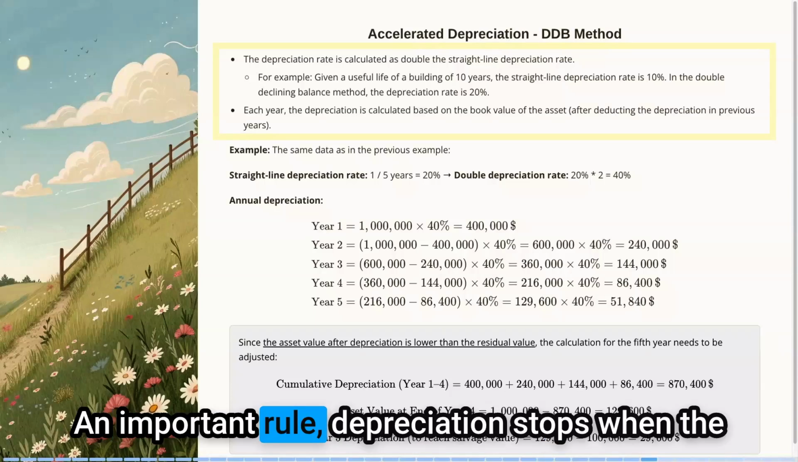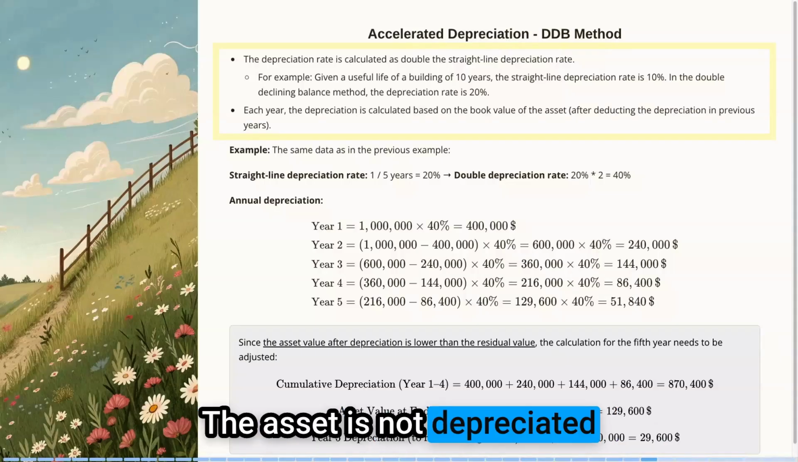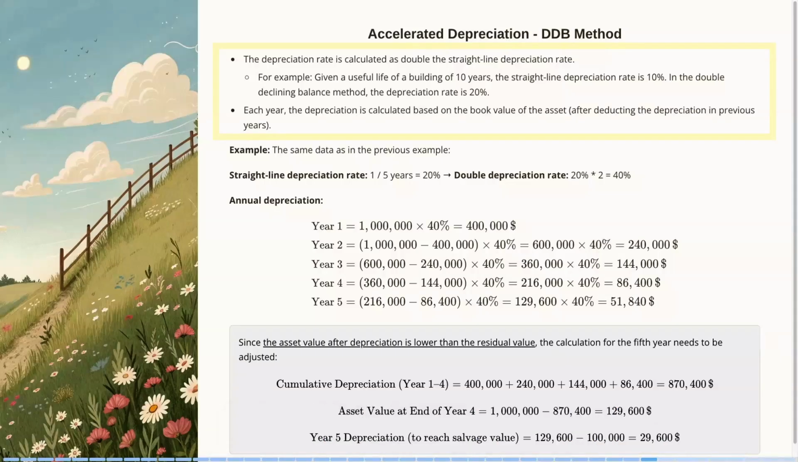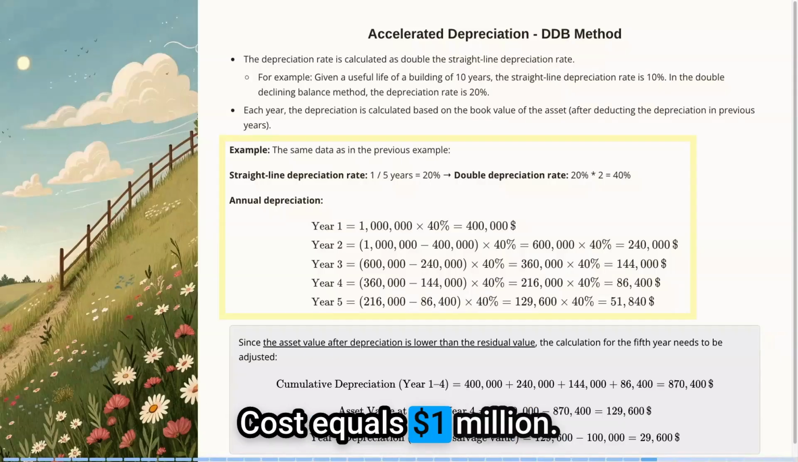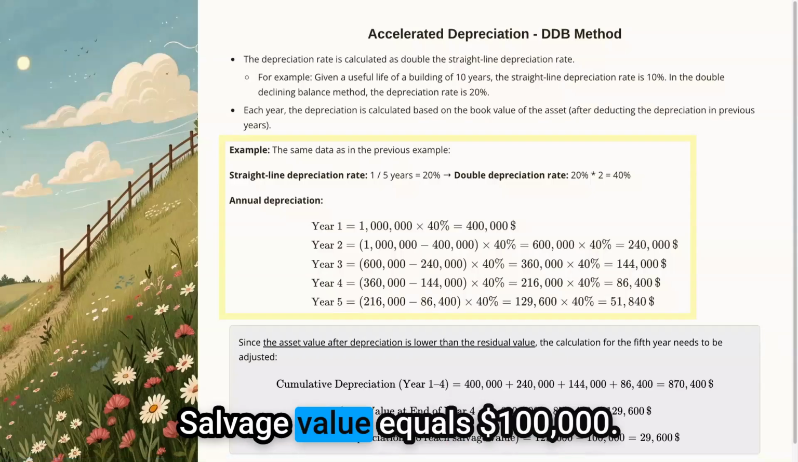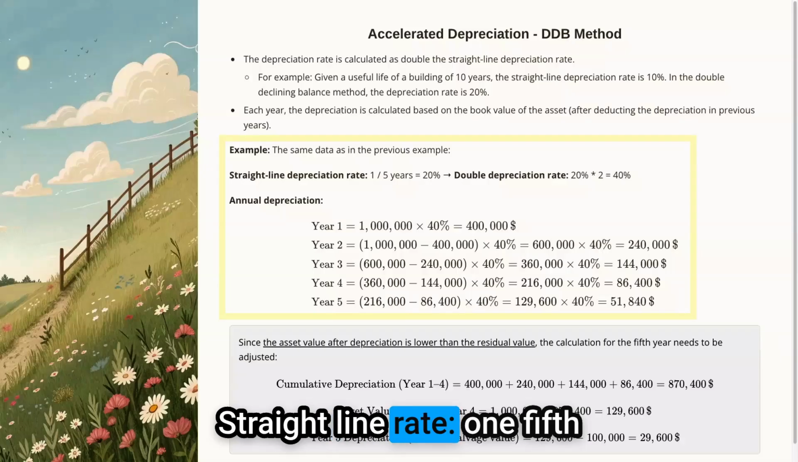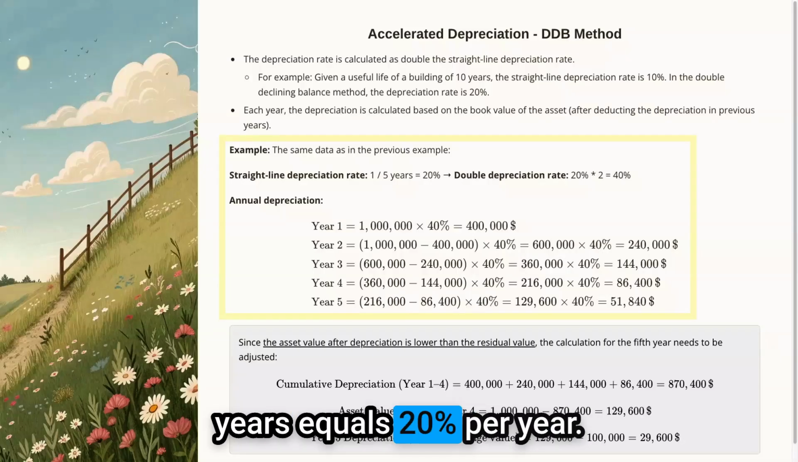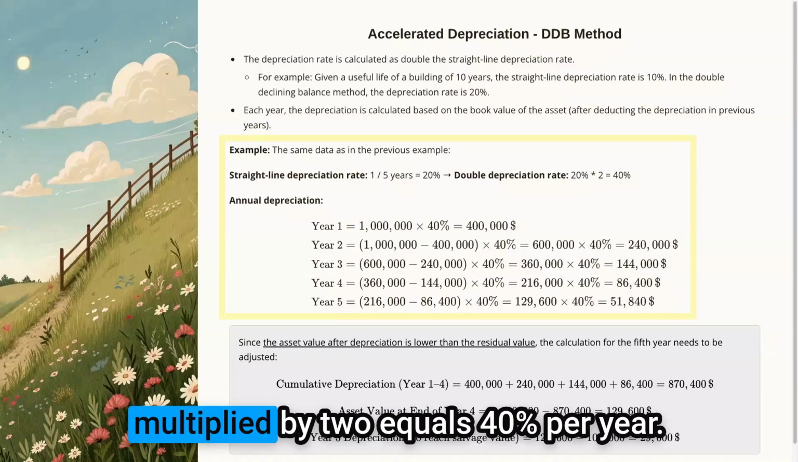An important rule: depreciation stops when the book value reaches the asset's salvage value. The asset is not depreciated below its salvage value. Example, same data as before. Cost equals $1 million. Useful life equals 5 years. Salvage value equals $100,000. Straight line rate: 1/5 years equals 20% per year. Double declining balance rate: 20% multiplied by 2 equals 40% per year.